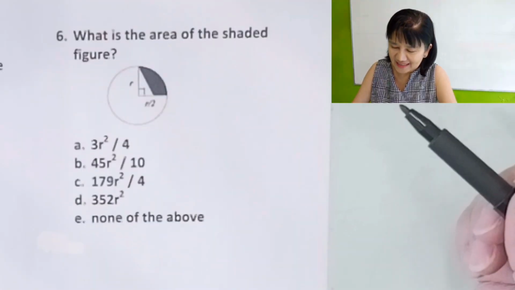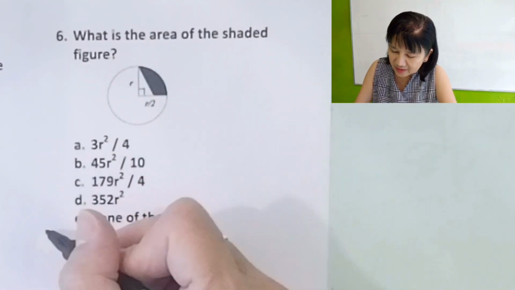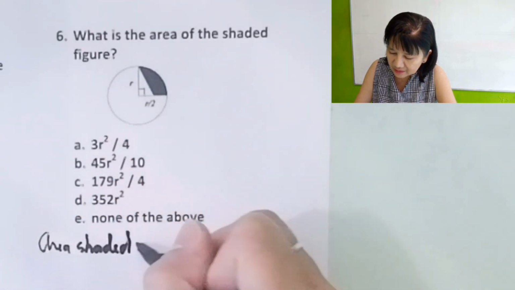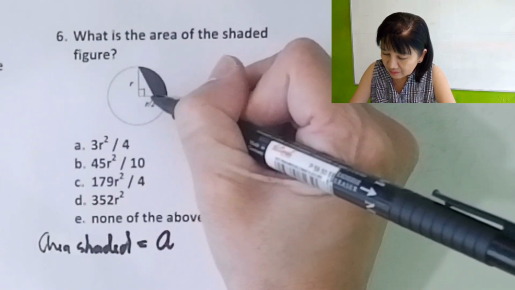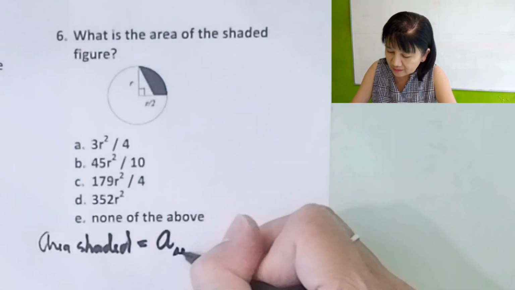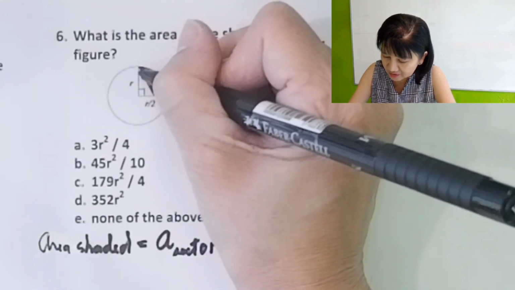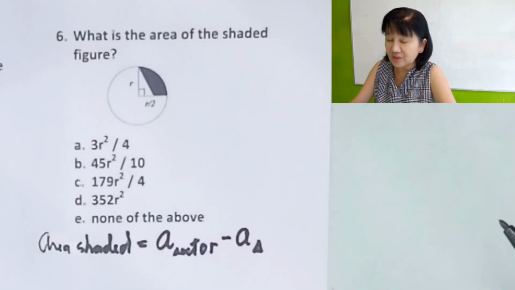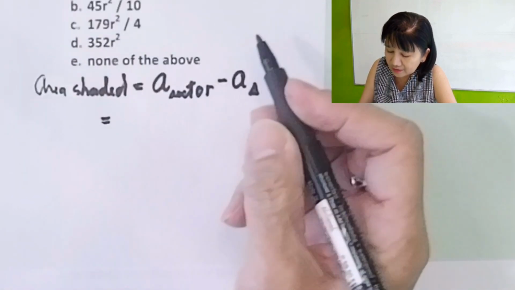Problem number 6. What is the area of the shaded figure? So the area of the shaded figure here will be equal to the area of this whole sector minus the area of this triangle. Do you see that? The whole sector minus the triangle will give you the area of the shaded region. So this will now be equal to the area of the sector.